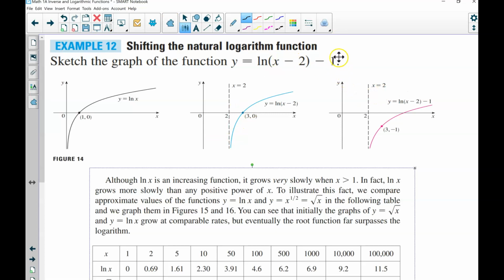Now, if we add our next shift, which means we have to shift it down, so now at the point 3, 0, we have to go down 1 point. So from 0 now down to negative 1. So now we have this point here at 3, negative 1, and you have that vertical asymptote.